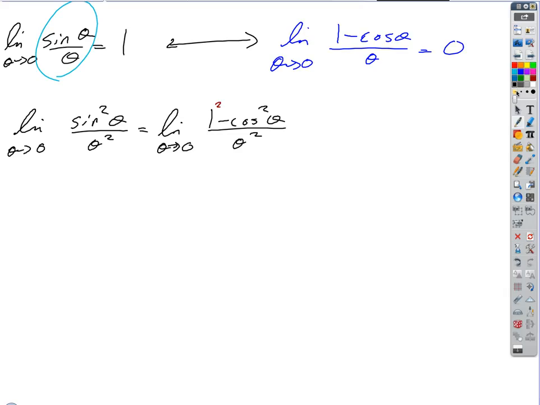Because cosine squared theta is really just cosine theta quantity squared, right? 1 minus cosine theta. Everybody see that? So this becomes the limit of 1 minus cosine theta times 1 plus cosine theta, right? Over theta squared. But let's do something tricky with the theta squared. What do you think?